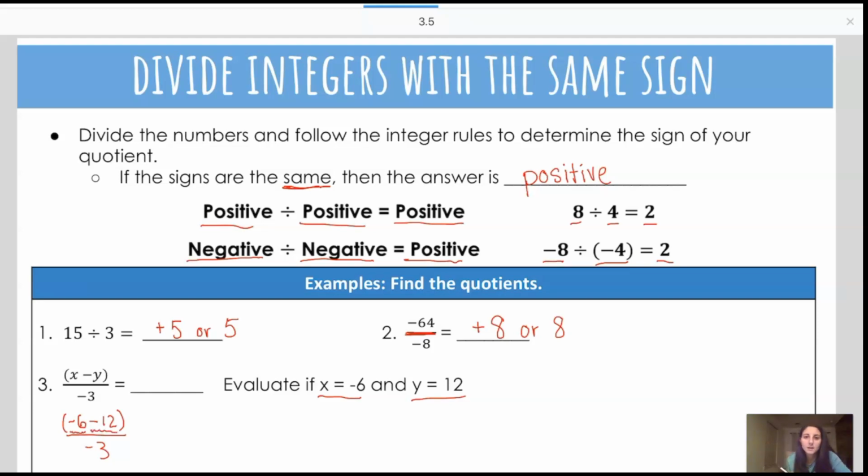So we lose 6, we lose 12, right? The signs are the same, so we're going to add. 12 plus 6 is 18, and they're both negative, so our answer is negative. Then we have to divide that by negative 3. So now we have negative 18 divided by negative 3. That's a negative divided by a negative, so the signs are the same, so our answer will be positive. And 18 divided by 3 is 6, so our final answer is positive 6.